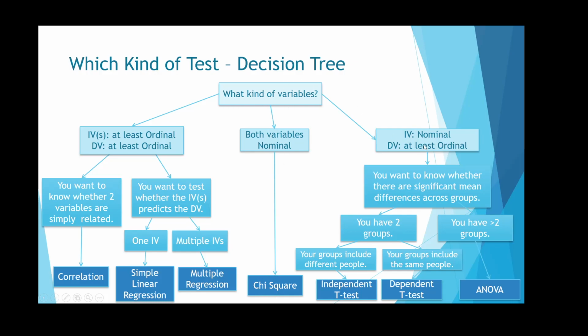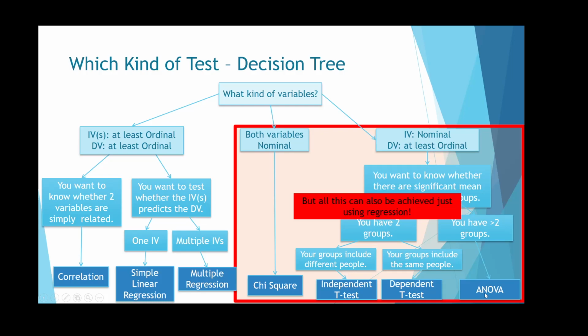If your independent variable is nominal or categorical and your dependent variable you can calculate an average of, so it has to be quantitative, you're going to be over here in this area. You want to know whether there are significant mean differences across groups. If you have only two groups and your groups include different people, places, or things, you're doing an independent t-test. If your groups include the same people, places, or things just at time point 1 versus 2, you're going to do the dependent t-test. If you have more than two groups, you're going to do an ANOVA.